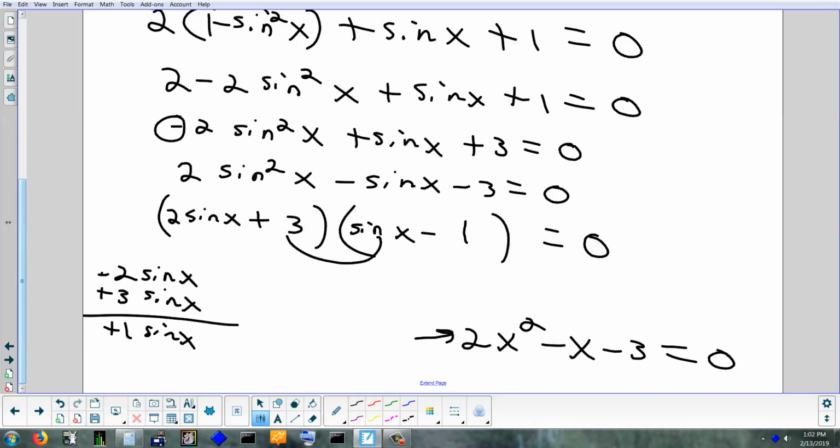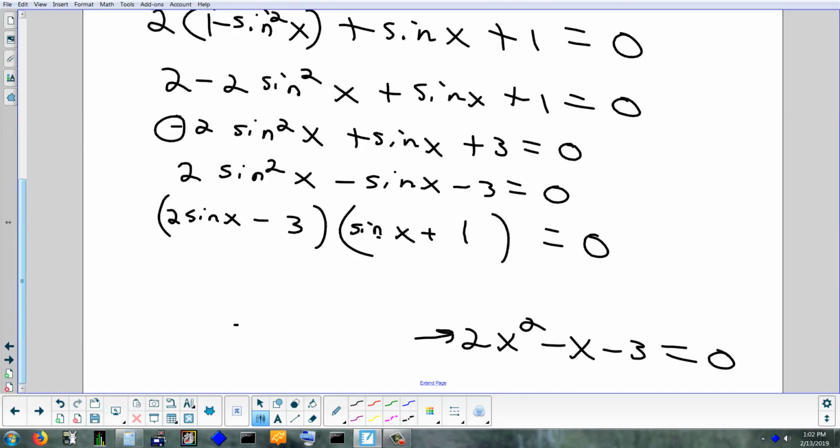Did we want to get a positive 1 sine x? No, it's close. We wanted a negative 1 sine x. So all I need to do is just switch the signs. Positive, negative. If you're saying, could you have switched the numbers? No, that wouldn't have worked here. You had to switch the signs. Now we get 2 sine times 1, it's 2 sine. Negative 3 times sine, negative 3 sine. 2 take away 3, there you go, negative 1. Right, so that's the hard part.